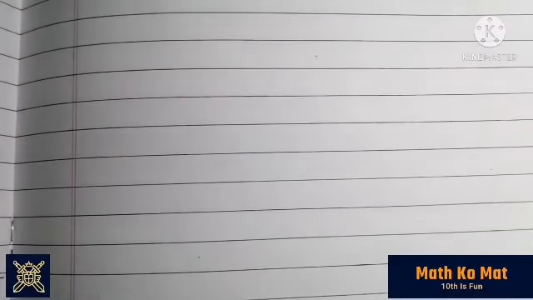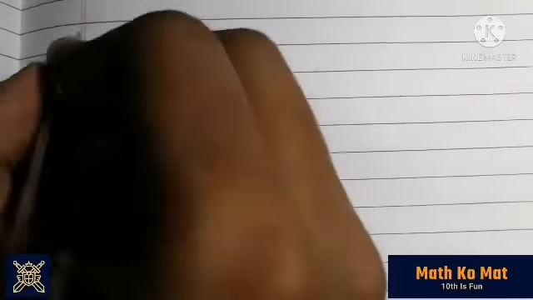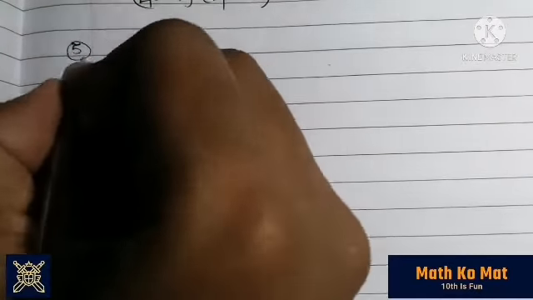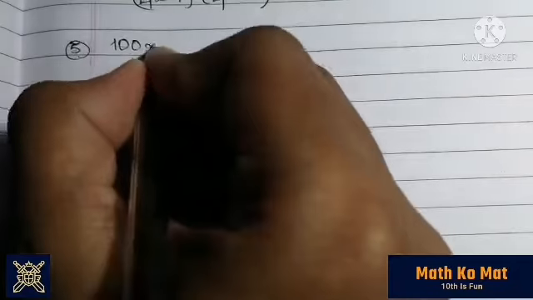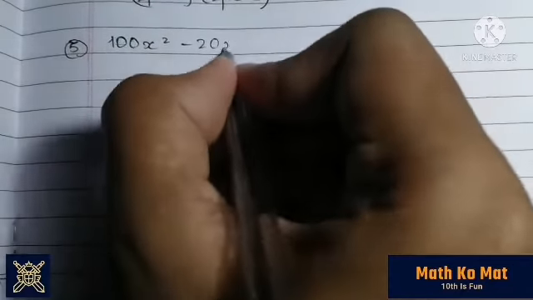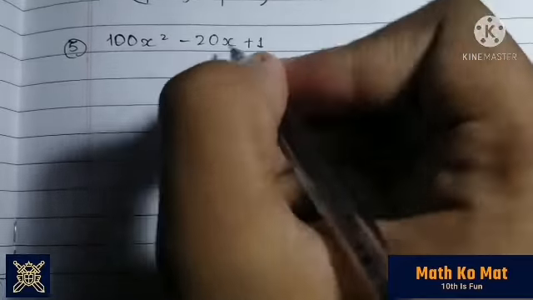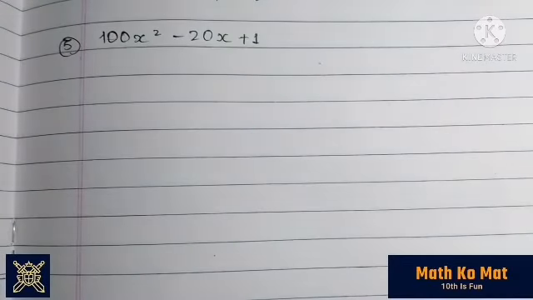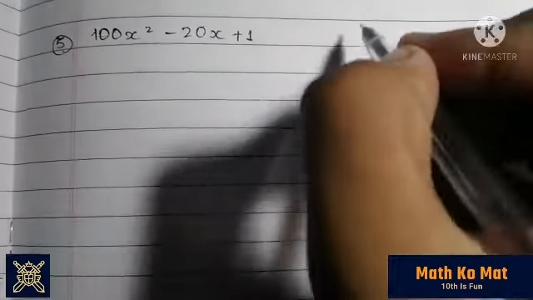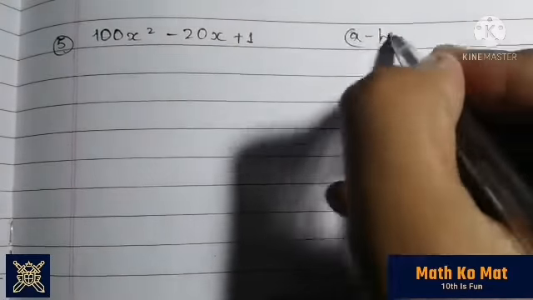For the last part, we have 100x square. This is the fifth part. 100x square minus 20x plus 1. Again, as you can see, this is a direct identity, the same identity we had used in the previous question, a minus b whole square.